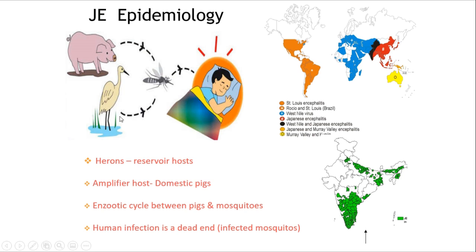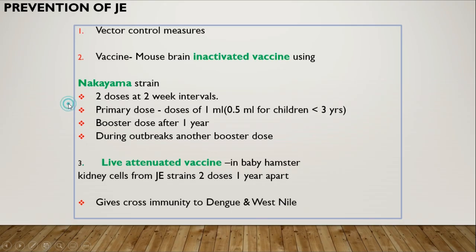Herons act as the reservoir host. The amplifier host is domestic pigs, where there will not be any kind of symptoms, so they can carry this infective agent on a larger scale. And there is an enzootic cycle between pigs and mosquitoes, I mean, transmission of infection. Human infection is the dead end of this infection.